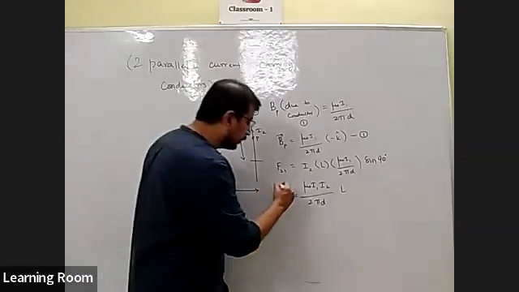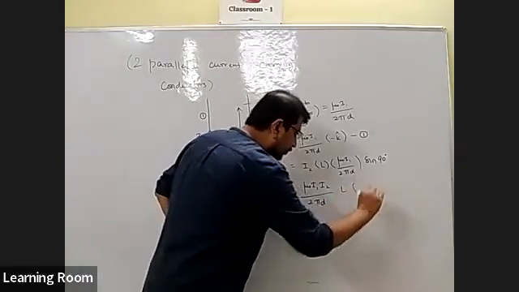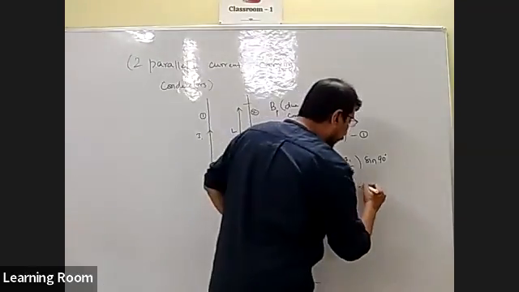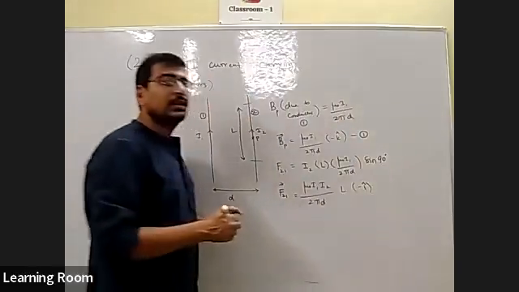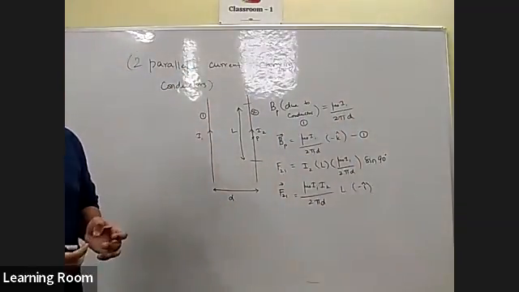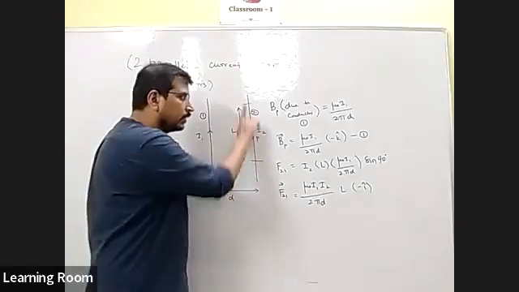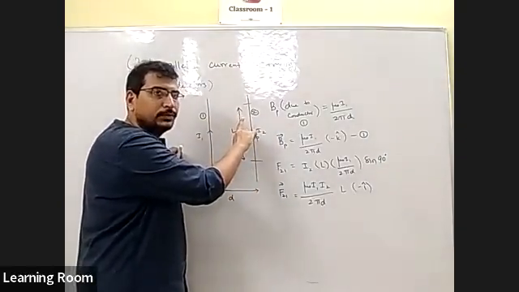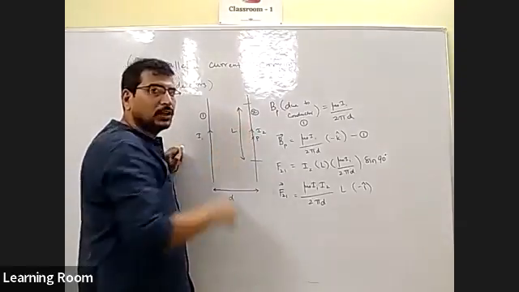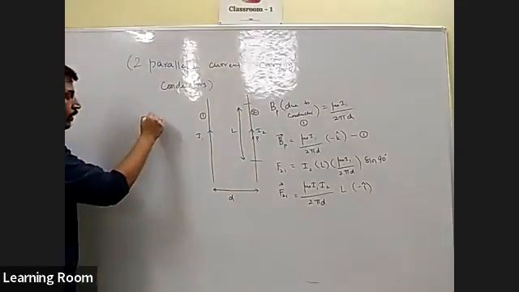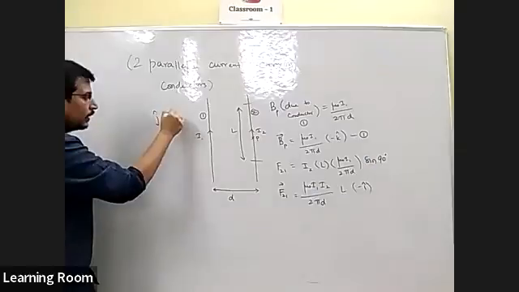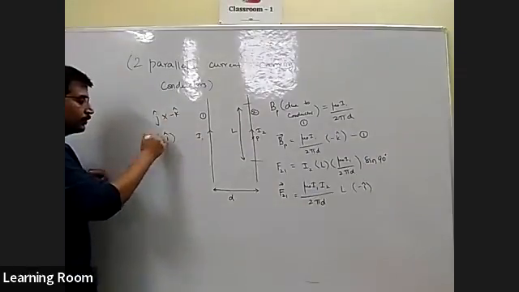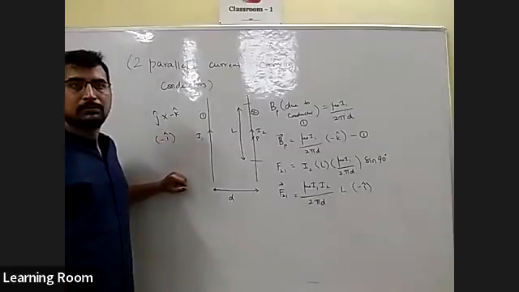Now let's try to write it in terms of vector. Then how much will be the value here? Minus i cap. So how did you get minus i cap? Because L vector cross B vector. L vector is in the direction of j cap and B vector is in the direction of minus k cap. So what is j cross minus k? j cross k is i and you have a minus sign, so it becomes minus i cap.